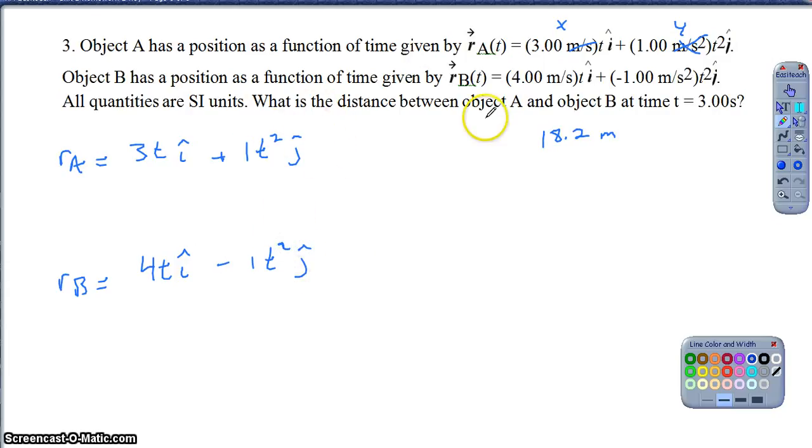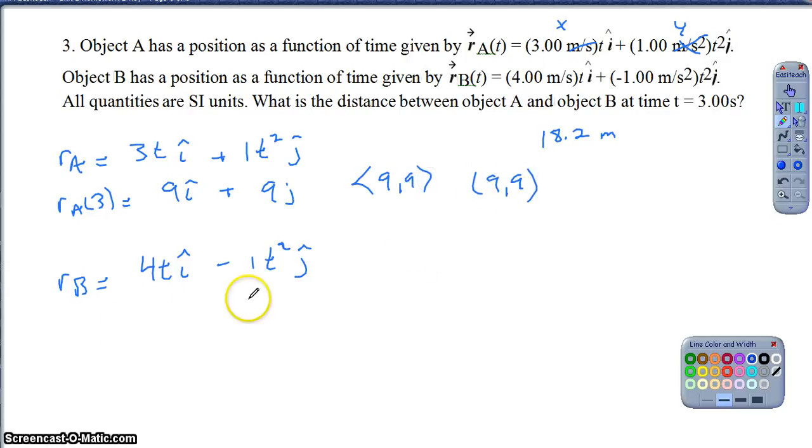So they ask me, what is the separation, what is the distance between these two objects at 3 seconds? Well, if I want to find the distance between them, I want to find out where they actually are at 3 seconds. So all I'm going to do is plug in 3 to both of these position functions, right? So this would be 3 times 3, so 9i, plus 1 times 3 squared, so again 9j. Okay, so I really want to think about this as the vector 9, 9, or even better yet, the point 9, 9, and we'll see why in just a second.